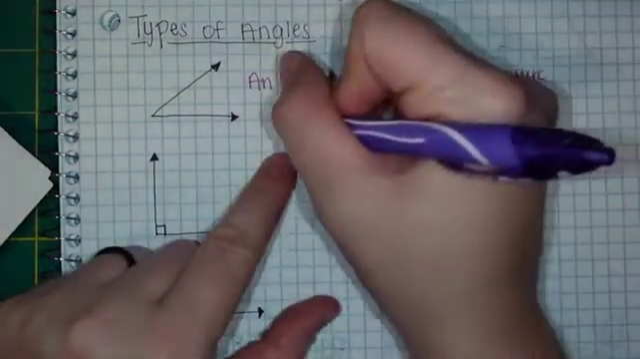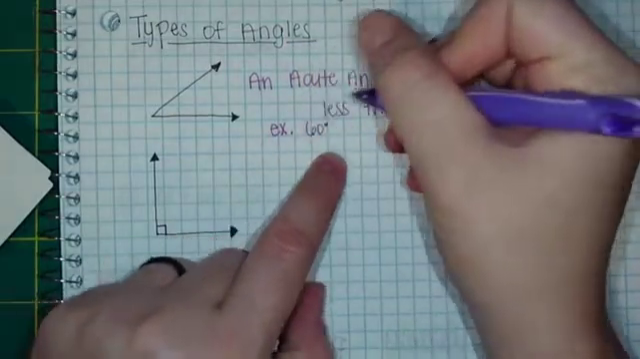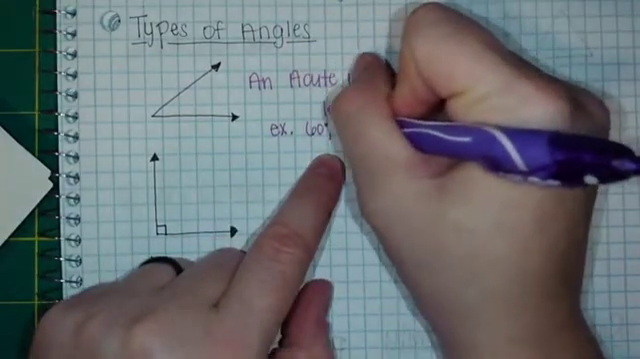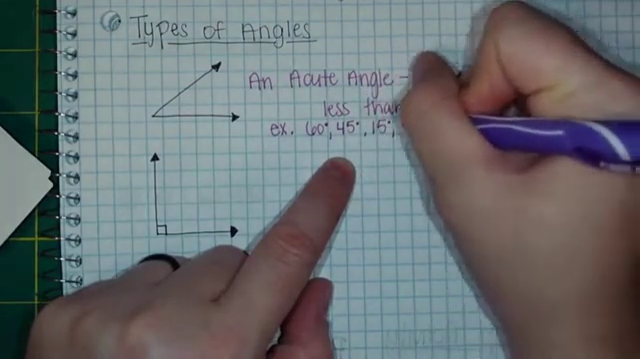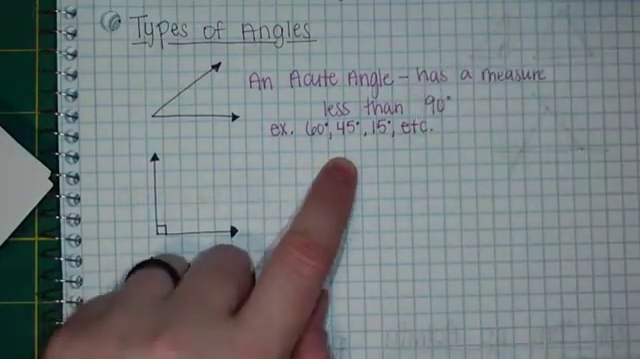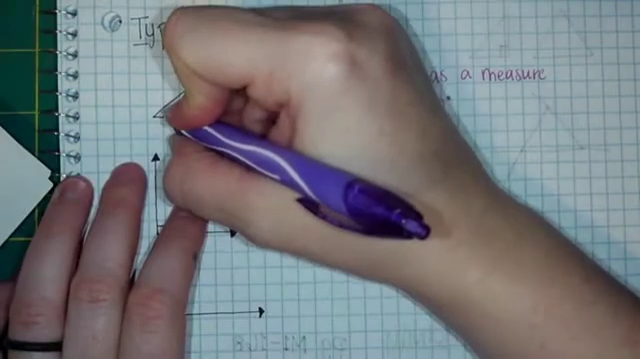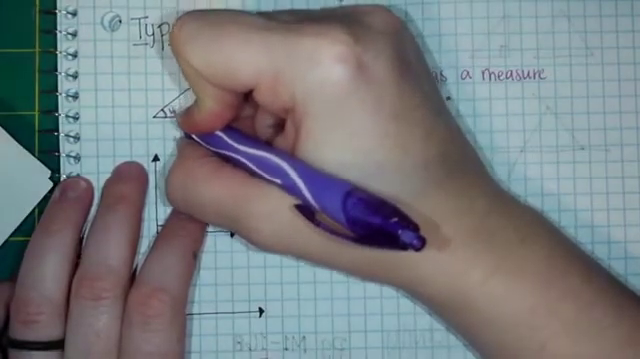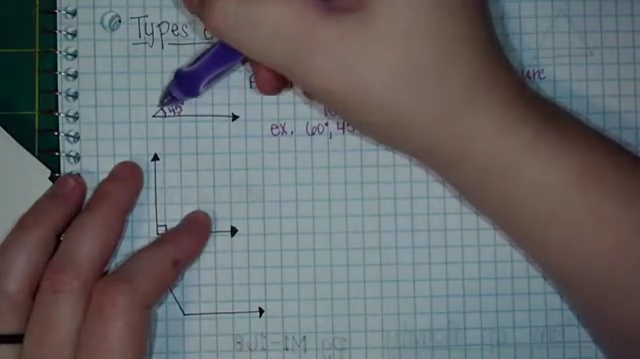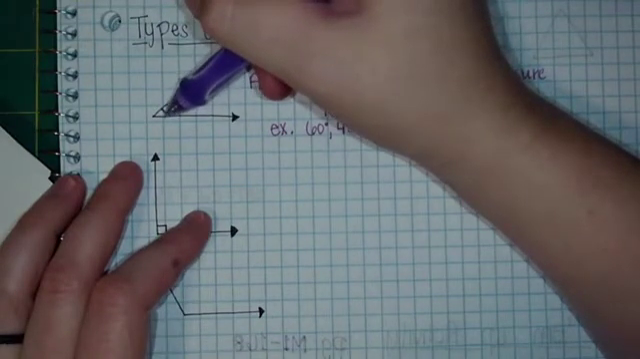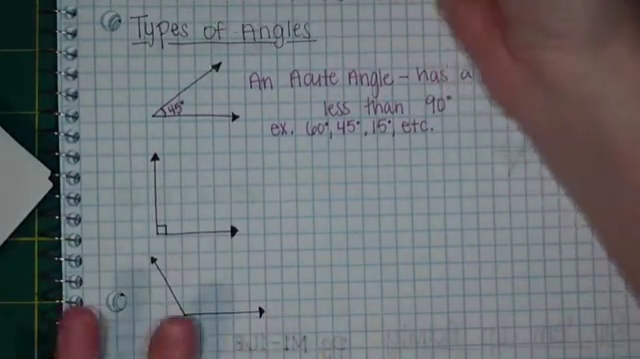Okay, so a few examples would be like 60 degrees, 45 degrees. Sorry, you can probably hear the dogs drinking in the background. 15 degrees. So notice these are all less than 90 degrees. So this one would probably be close to 45 degrees. And you will see this little curve or part of a circle, like this little arch, and then there'll be a number. That's just showing you the angle measure.